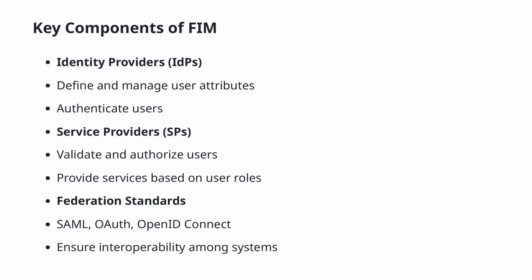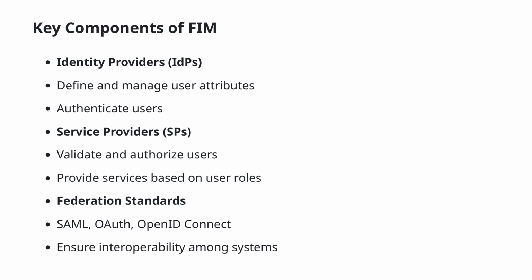Let's jump into the key components of Federated Identity Management, FIM. FIM consists of three main elements: identity providers, IdPs, service providers, SPs, and federation standards. First, identity providers play a foundational role. They are responsible for defining and managing user attributes, such as usernames, roles, and permissions. IdPs also handle the process of authenticating users, ensuring that the individuals accessing the system are who they say they are. Next, we have service providers, or SPs.